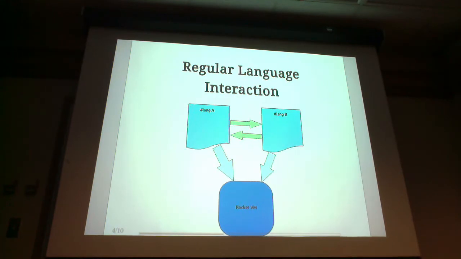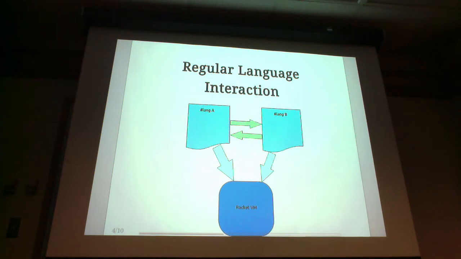But how does it work inside? Usually you can do maybe something like this. So you have a hash lang A that you implemented, and you have a hash lang B.